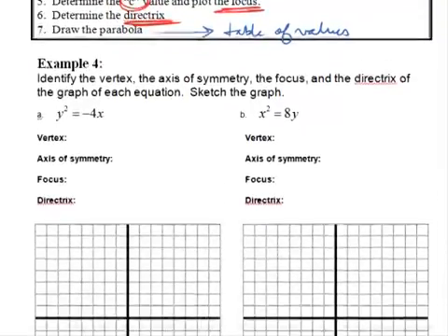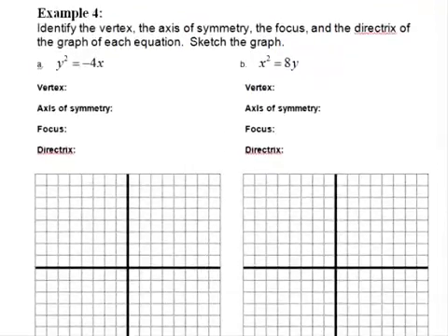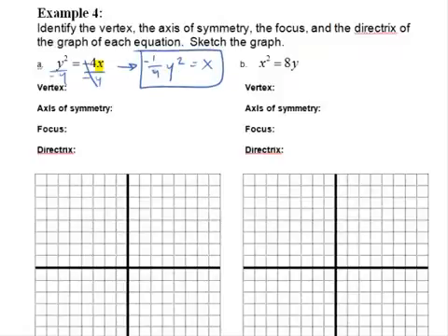So here's our first two examples. Identify the vertex, axis of symmetry, focus, and directrix. Sketch the graph. First of all, we need to isolate the x, the non-squared term. So we're going to divide both sides by -4, which will give us -1/4 y squared equals x as our standard form.